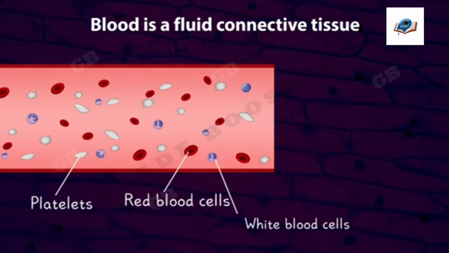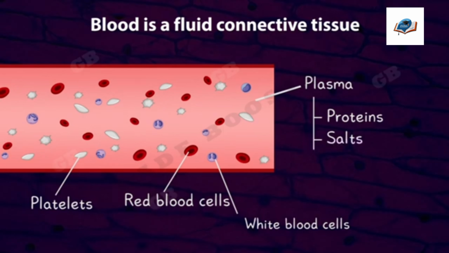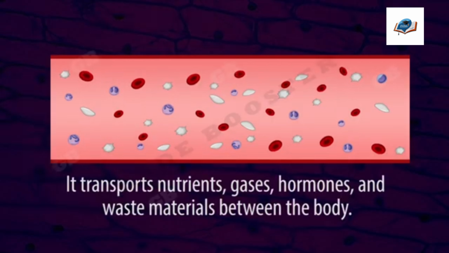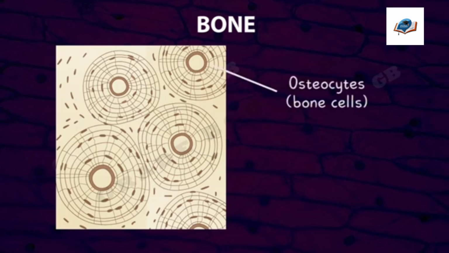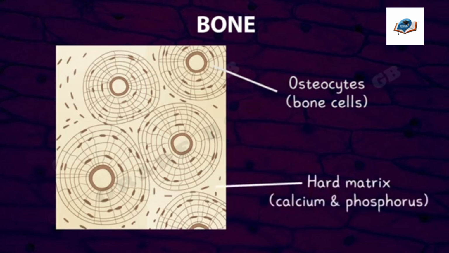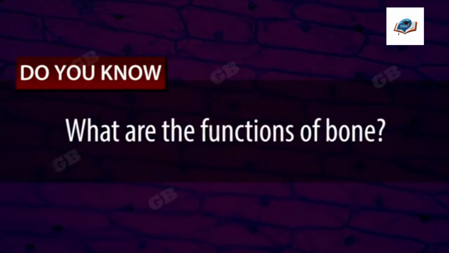These cells are suspended in a fluid matrix called plasma. The plasma contains proteins, salts, and hormones. Blood transports nutrients, gases, hormones, and waste materials between different parts of the body. Next, bone. Bone is a strong and non-flexible connective tissue. The cells of the bone are called osteocytes. The cells are embedded in a hard matrix that contains calcium and phosphorus compounds.